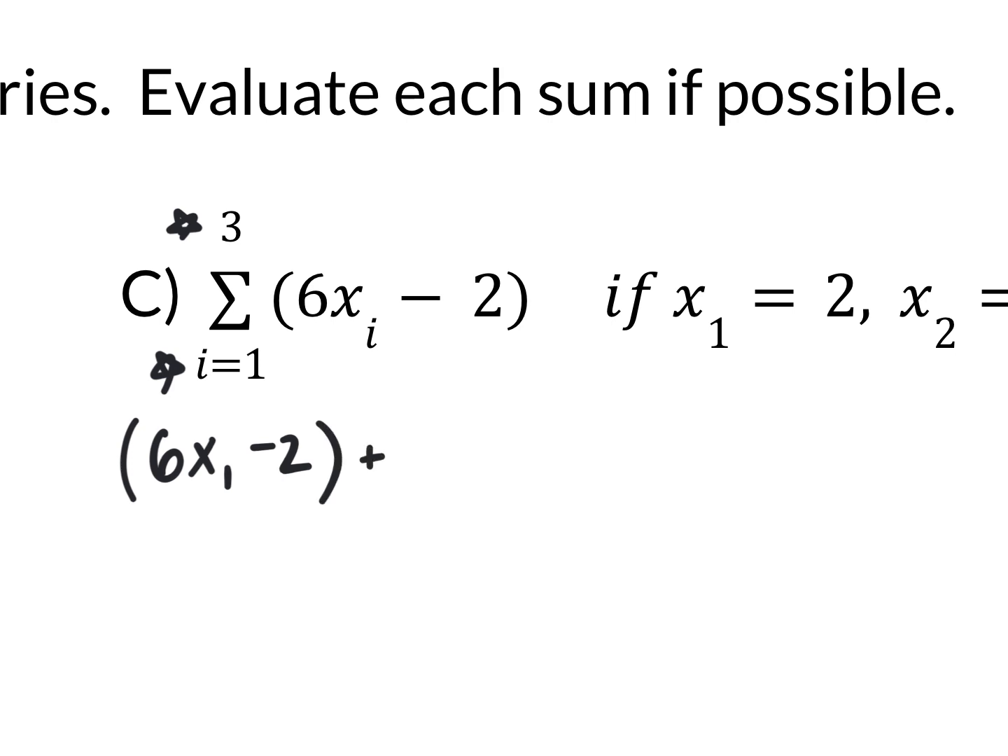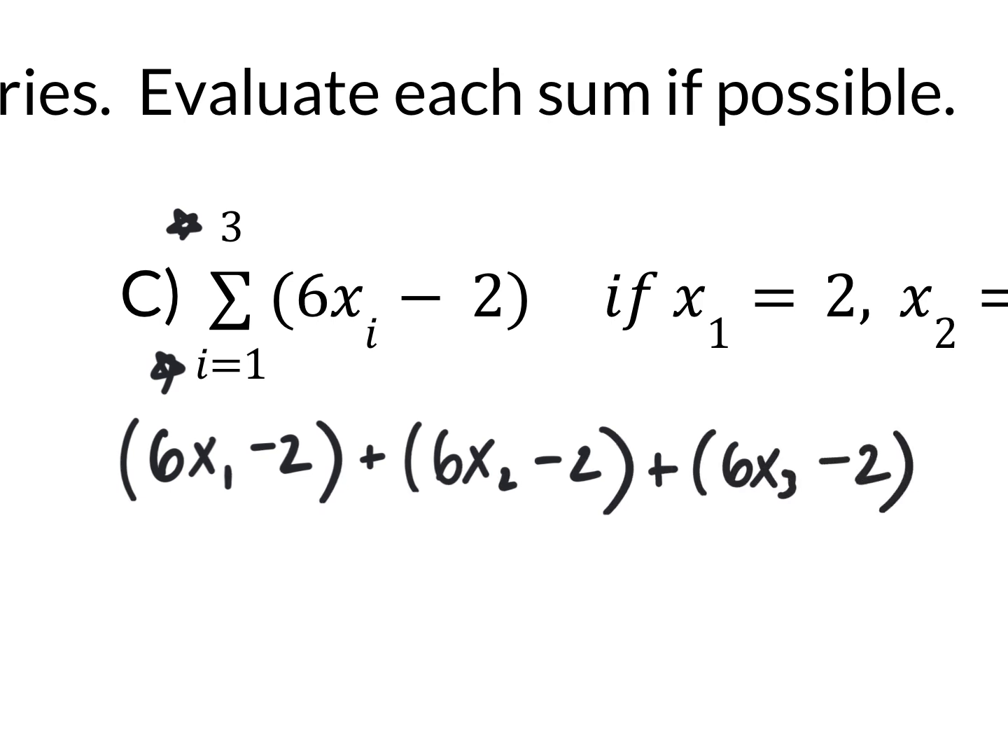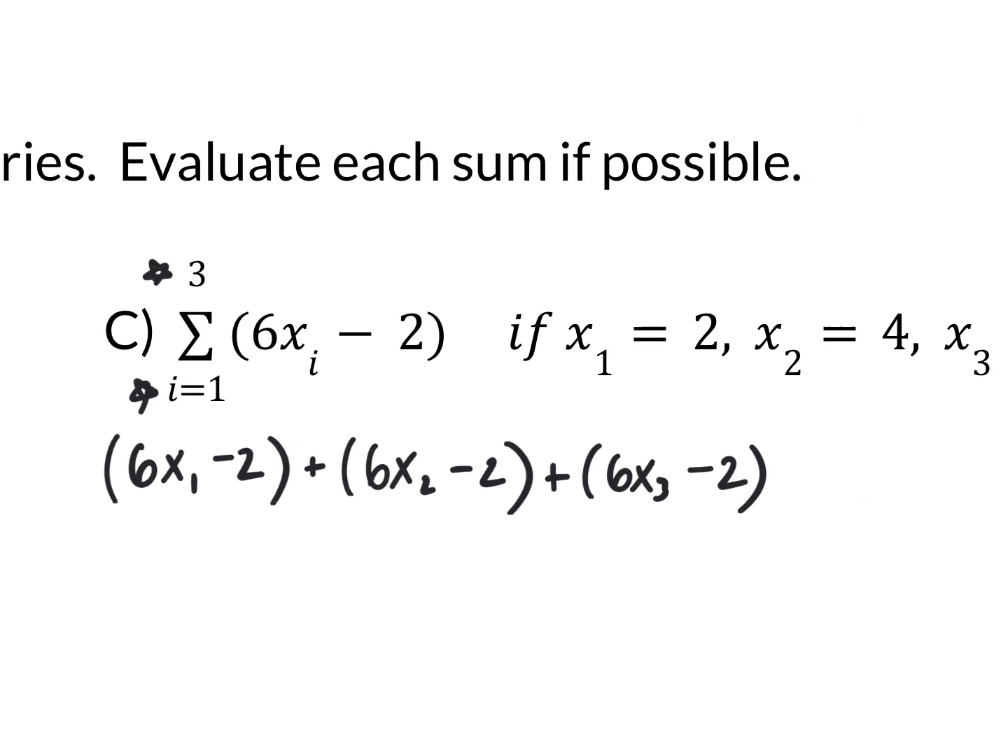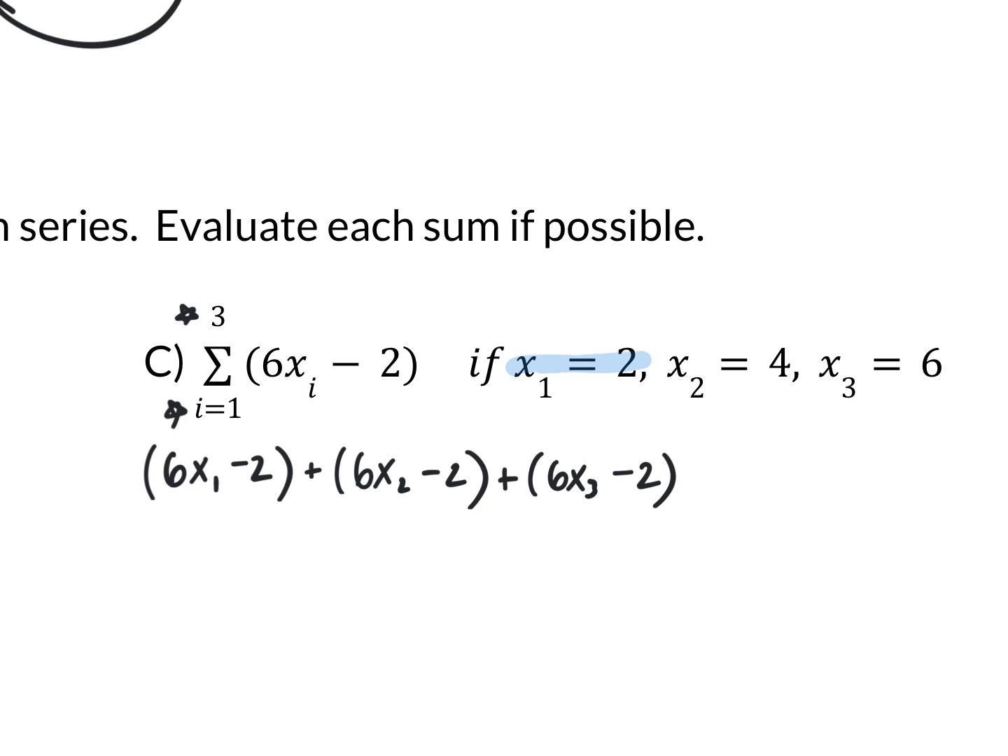Plus my second term, 6x sub 2 minus 2. And then my third term is 6 times x sub 3 minus 2. Okay, and then just what he was saying there, we know what x sub 1 is, we know what x sub 2 is, and we know what x sub 3 is, right? So I can plug in all of those values and evaluate.